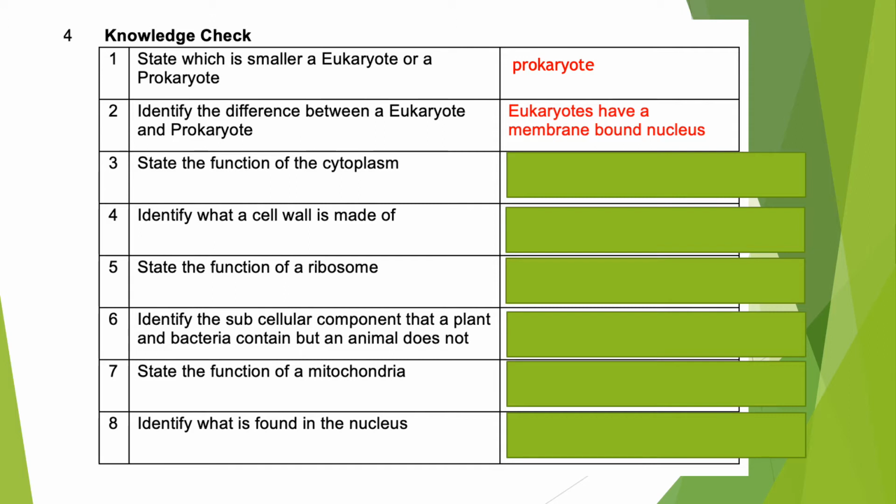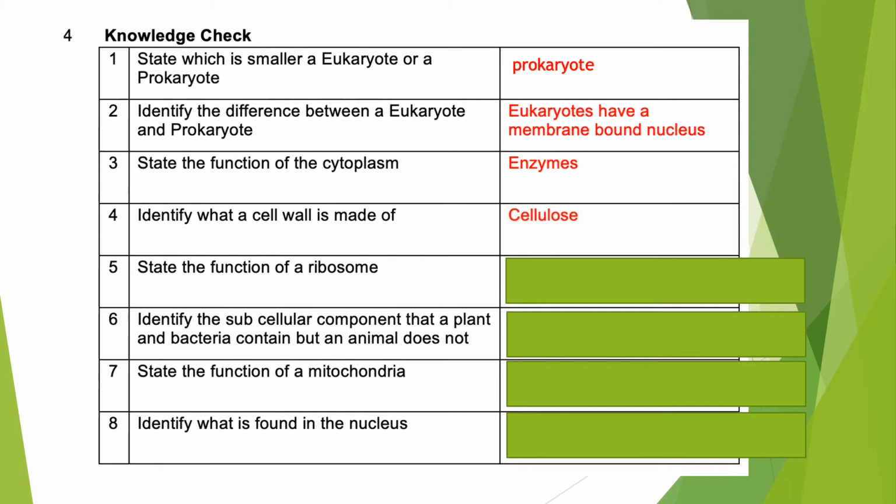And so number three asks, state the function of the cytoplasm. All right, this is going to be full of enzymes that help break down anything that is inside the cytoplasm and to speed up those reactions that are inside there as well. Okay. Number four, identify what a cell wall is made of. This one is going to be cellulose. Okay. Number five, state the function of a ribosome.